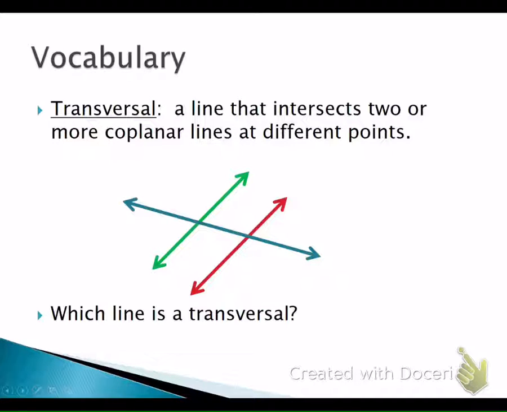Okay, first word, transversal. Write this word down. Write the definition down. A transversal is a line that intersects two or more coplanar lines at different points. Then draw the three lines that you see on the board exactly as you see them on the board. You don't have to color code them. Just draw those. The crayons come into play later. I'll tell you when.